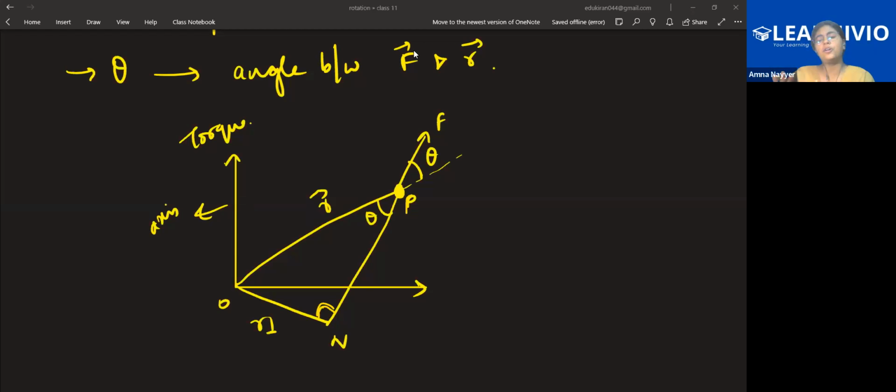We know it's a separate topic. It's about rotation. There is a different velocity there, angular velocity. There's a different acceleration, angular acceleration. So similarly, you already know what is force.